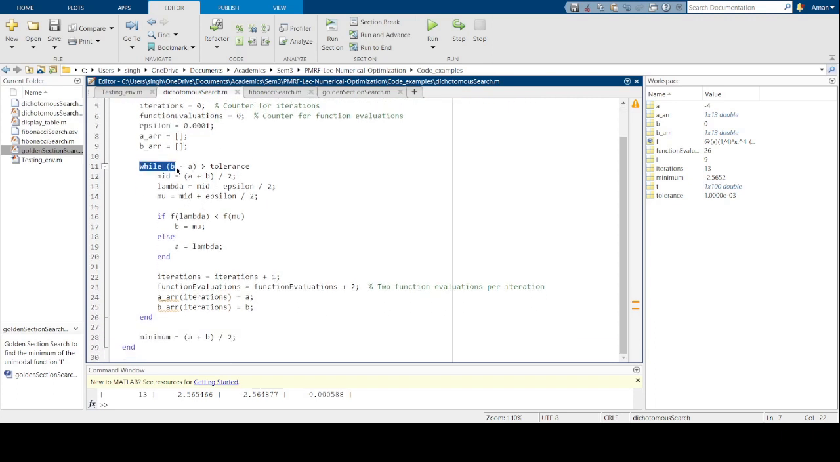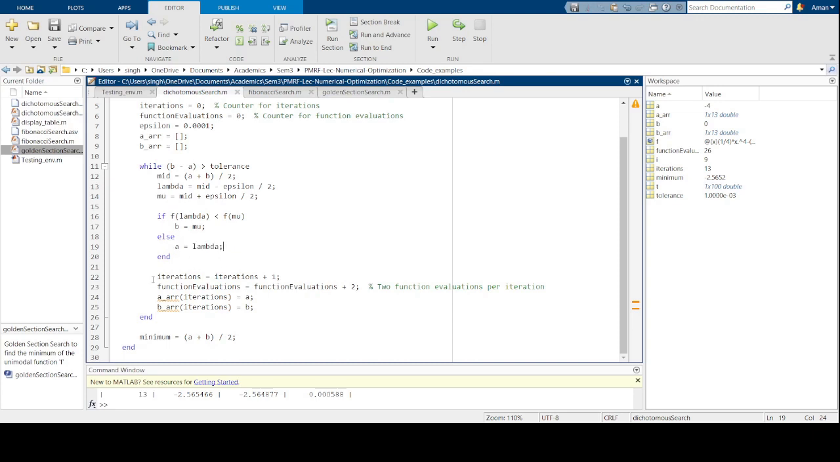Then we start a loop in which we check that if the interval of uncertainty is greater than tolerance, then we'll continue the iteration, otherwise we'll stop. We find the middle point. We will find lambda by midpoint minus epsilon by 2. We find mu as midpoint plus epsilon by 2, and based on these we see if f lambda is less than f mu, then we change the interval of uncertainty where b equal to mu, or else a is equal to lambda.